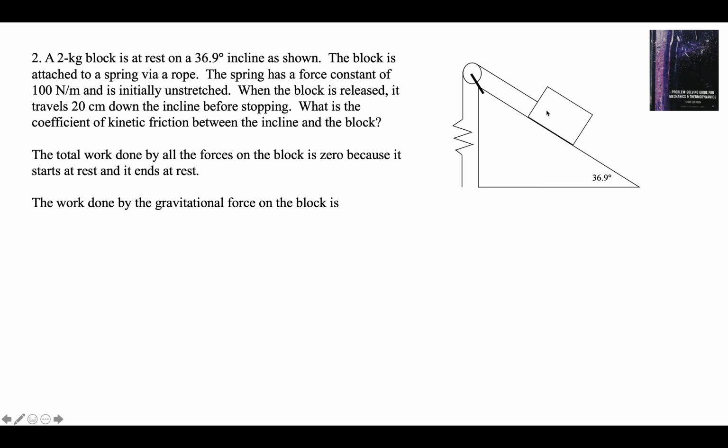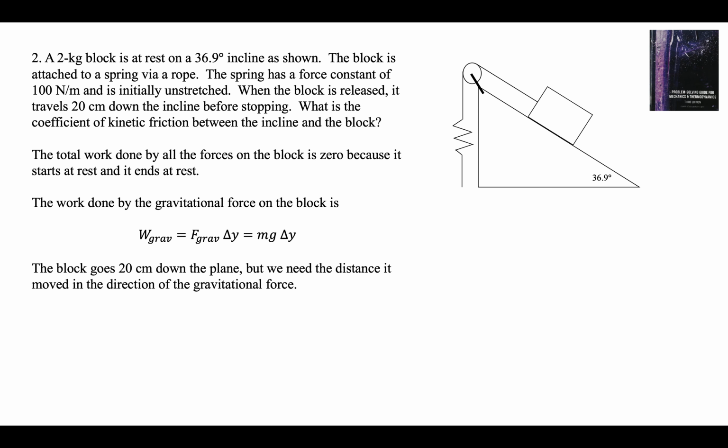The total work done by all the forces is 0. The block starts at rest, slides down 20 centimeters, and stops. Starts at rest, ends at rest. Total work done is 0. We can get the work done by the gravitational force, mg delta y. The block goes 20 centimeters down the plane, but we need the distance it moves in the direction of the gravitational force. How far did it go down?